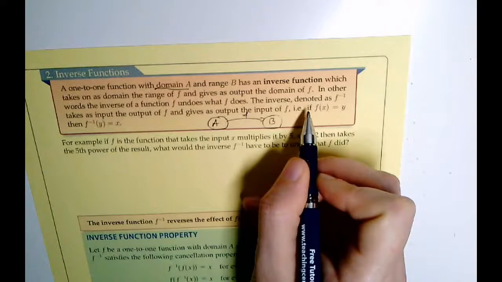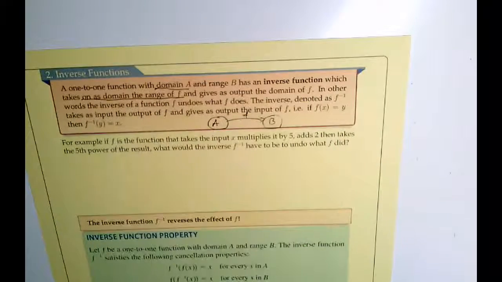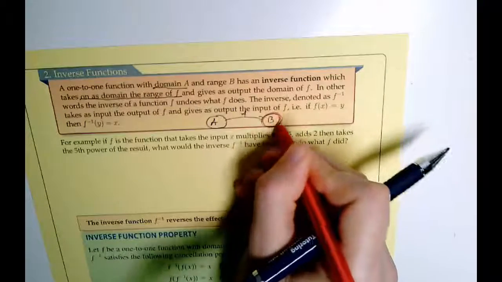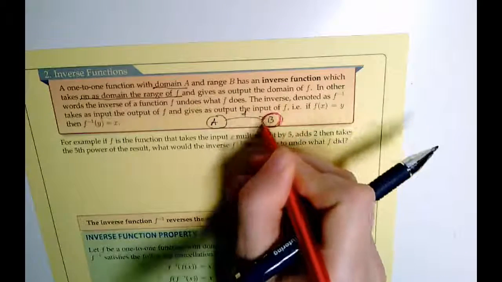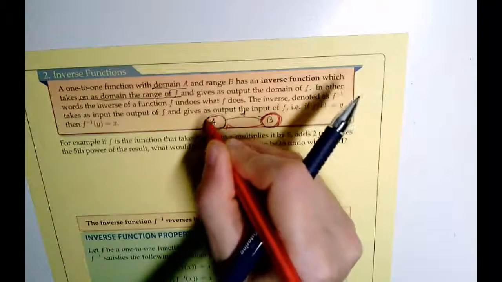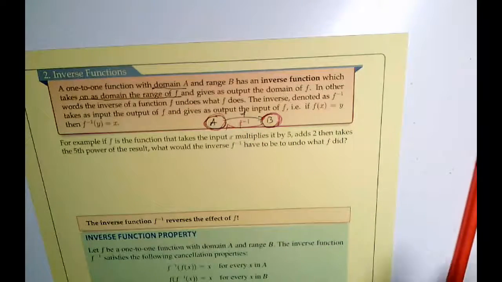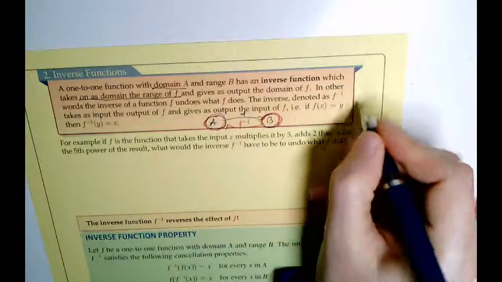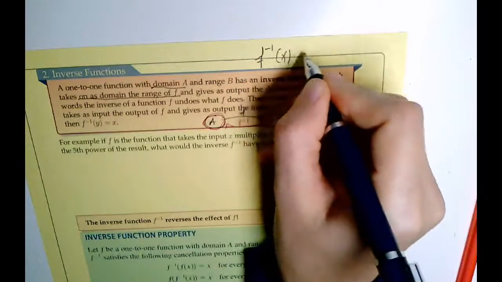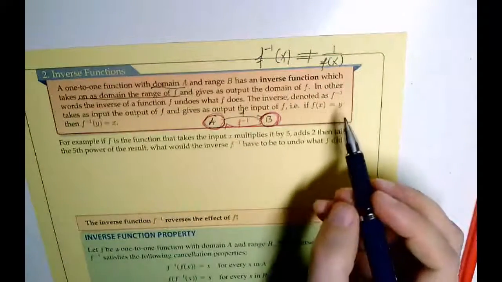So the inverse is going to take on as domain the range of f. So the inverse function is going to leave from here. It's going to take on as input the range of f, and is going to give you as output the domain of f. And we denote the inverse with f to the negative 1. F to the negative 1 does not mean 1 over f. So note, f to the negative 1 of x does not mean 1 over f of x, does not mean the reciprocal.